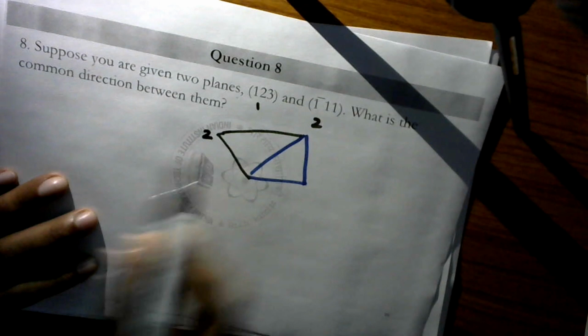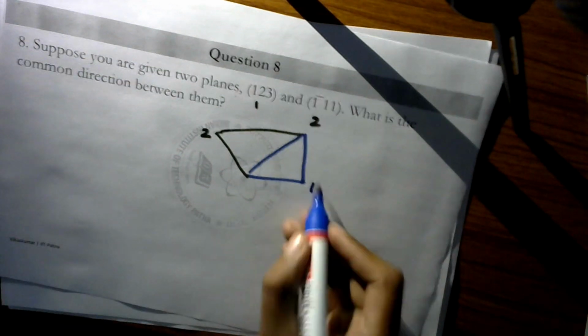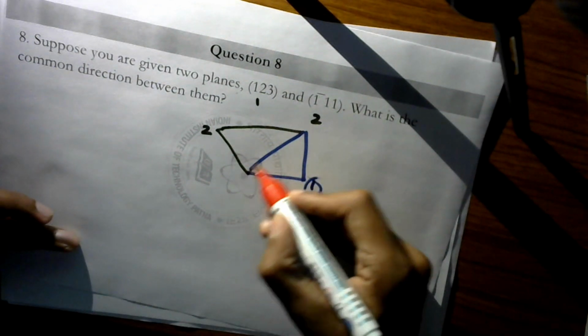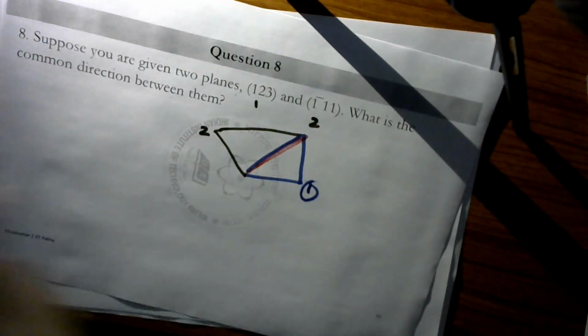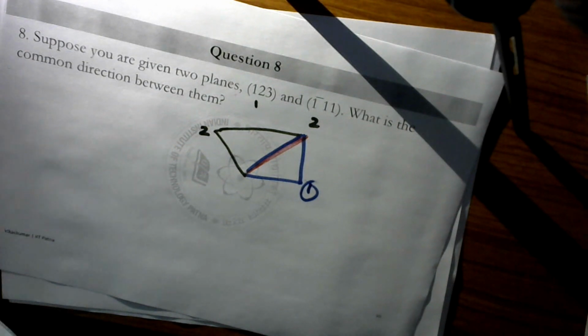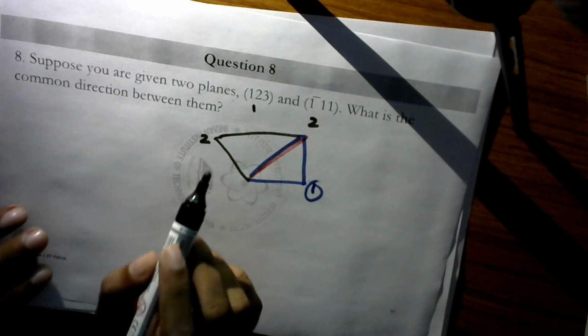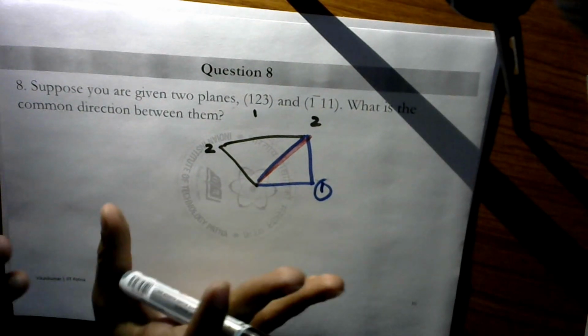This is plane 2, this is plane 1, and then we have the common direction. This is a common direction. We need to find the Miller indices of this particular direction. How can we do it? See, Weiss zone law says that if any direction is lying on the plane or parallel to the plane, then it will satisfy the Weiss zone law.